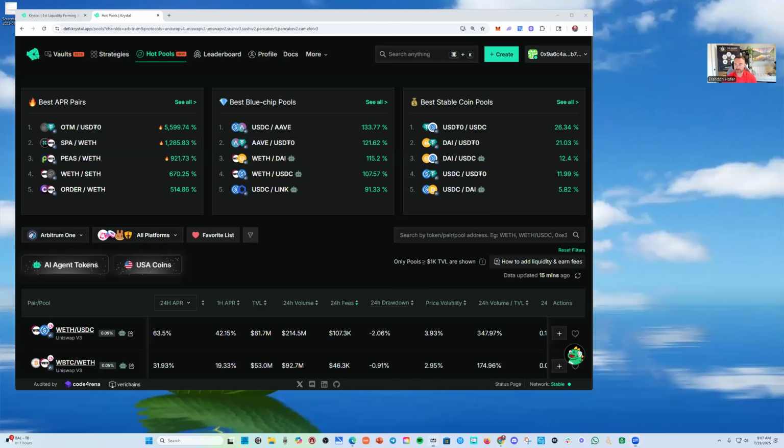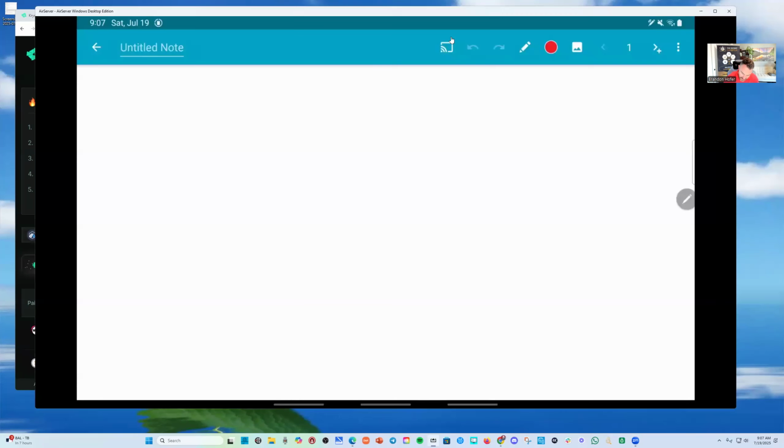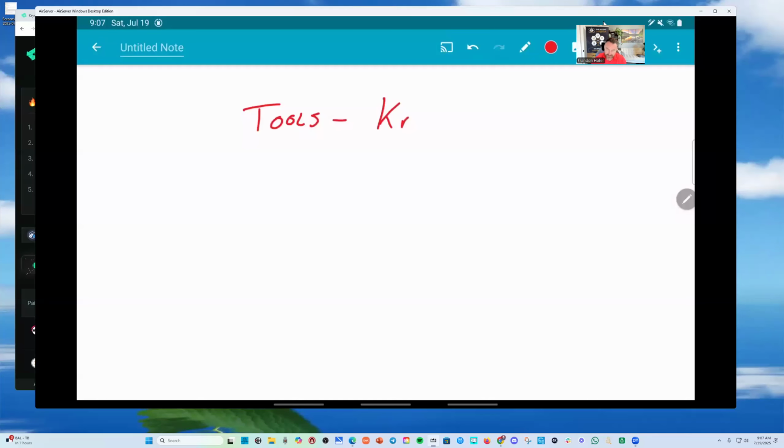All right, let me share my screen. And this is Crystal. We'll get into this in just a second, but I want to cover a few bases here. First, tools. The one tool that we're going to use primarily today is called Crystal. When I first set up a position on Monday, Sol USDC, we used a tool called Orca.